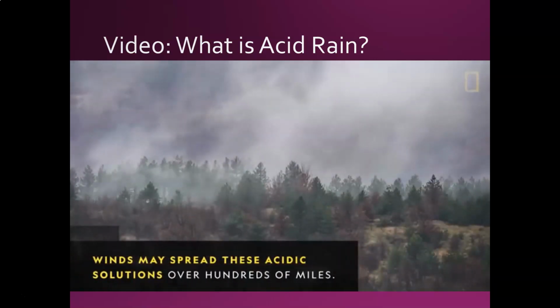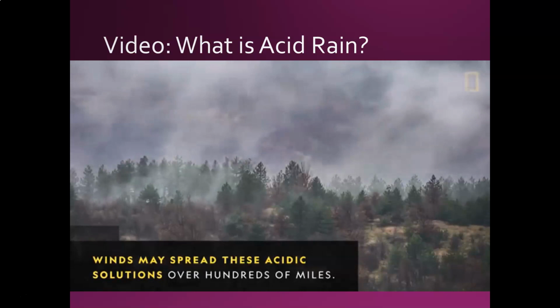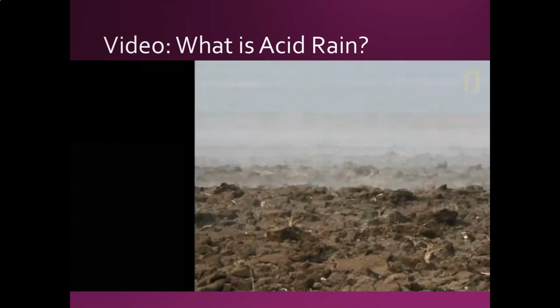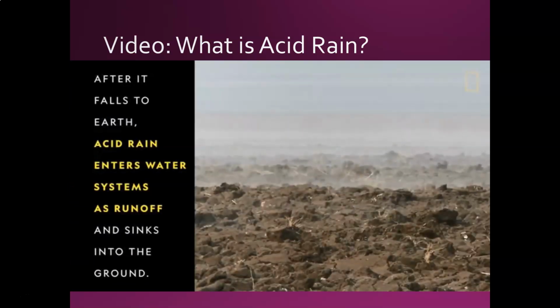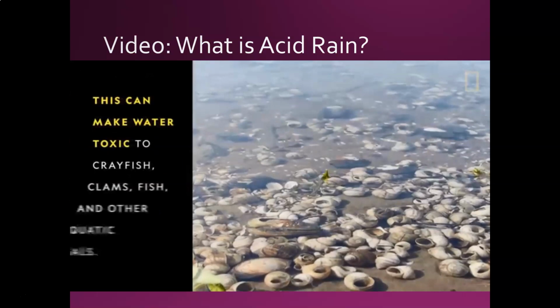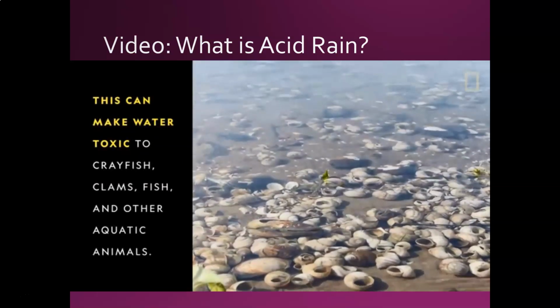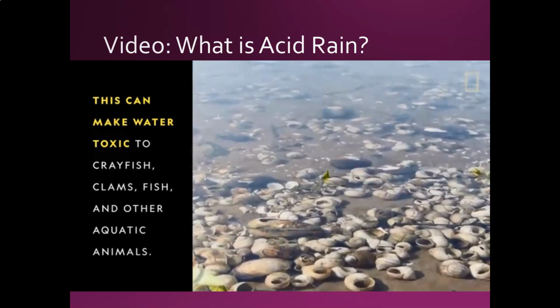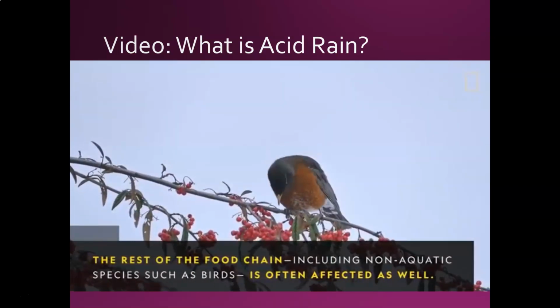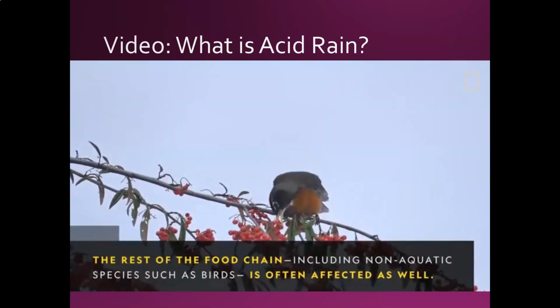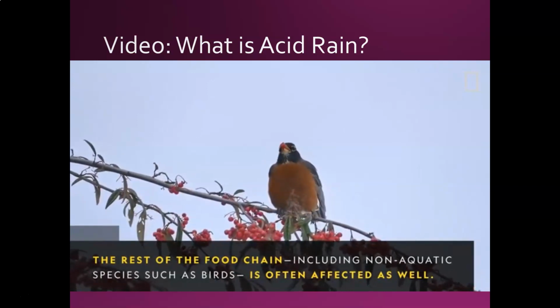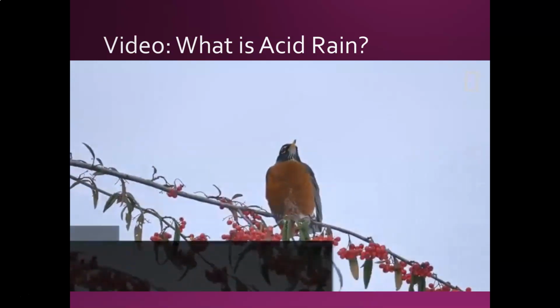Winds may spread these acidic solutions over hundreds of miles. After it falls to Earth, acid rain enters water systems as runoff and sinks into the ground. This can make water toxic to crayfish, clams, fish, and other aquatic animals. The rest of the food chain, including non-aquatic species such as birds, is often affected as well.